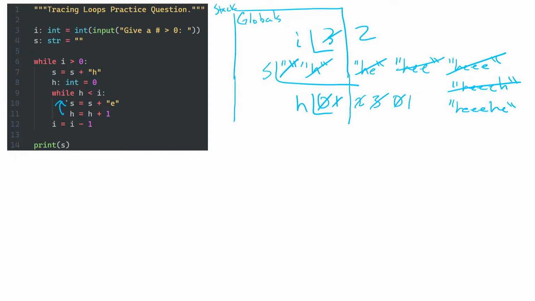We go back up to the top, and we test again. Is H, which the current value of H is 1, less than 2? That's true. So we go back into our loop, and we concatenate another E. So we have H-E-E-E-H-E-E. And then we add 1 to H again, so H's value is now 2. We go back up to the top of this loop. Is 2 less than 2? That's false, right? So we're done with this inner loop.